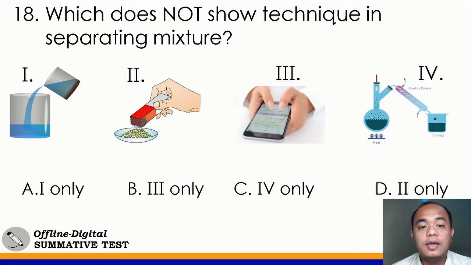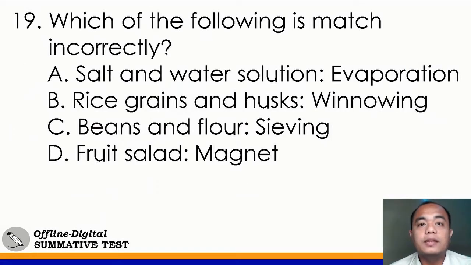Next, number 18. Which does not show a technique in separating mixtures? A. 1 only, B. 3 only, C. 4 only, or letter D. 2 only. The correct answer for number 18 is letter B. 3 only.